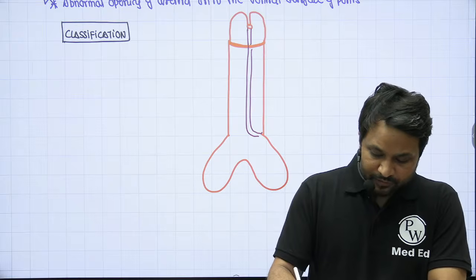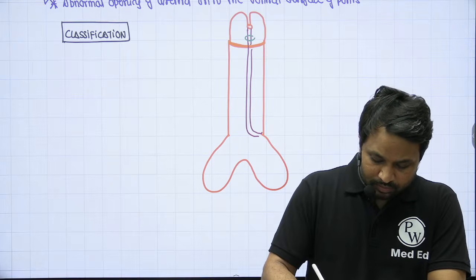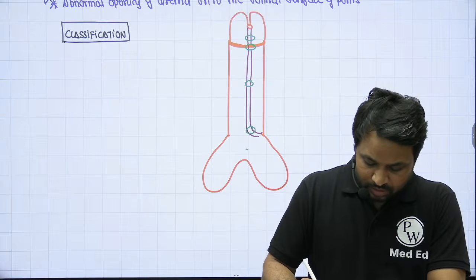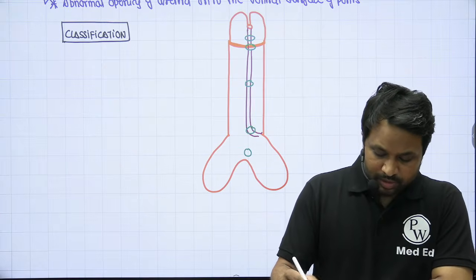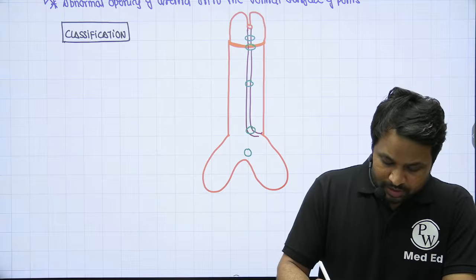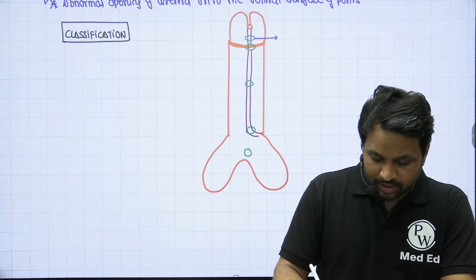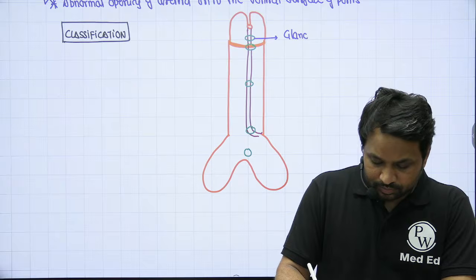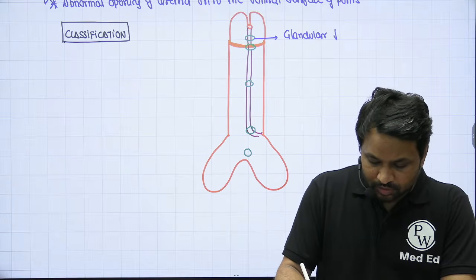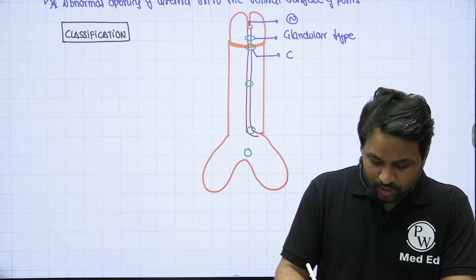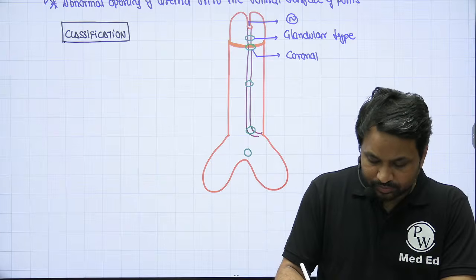Now, if it opens here, or here, or here, all these are your abnormal sites, right? Now, if it opens here, this is what we call the glandular type of hypospadias. This is normal. If it opens on the coronal sulcus, it is called the coronal type.